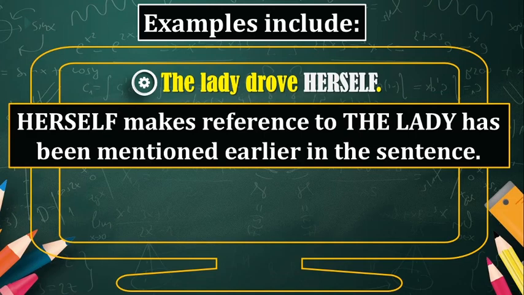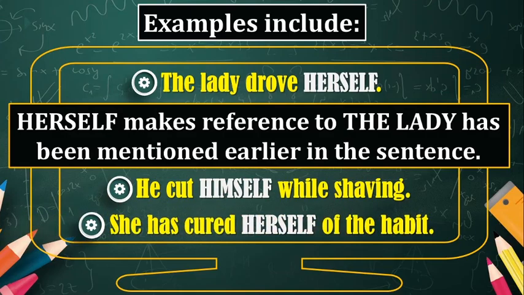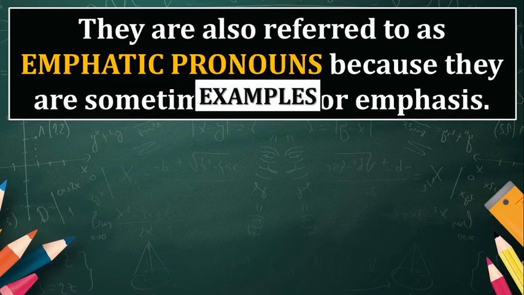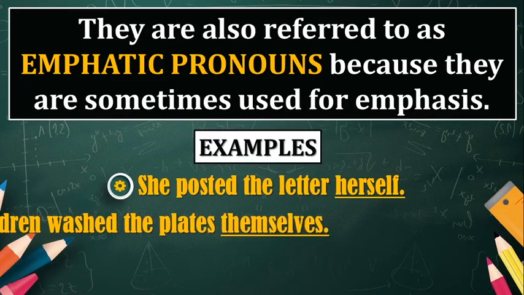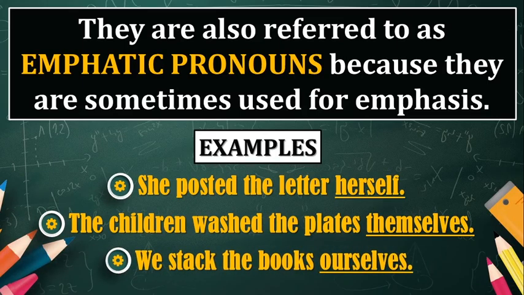Let's see some other examples. He cut himself while shaving. She has cured herself of the habit. They are also referred to as emphatic pronouns because sometimes they are used for the purpose of emphasis. Let's see some examples. She posted the letter herself. The children washed the plates themselves. We stack the books ourselves.